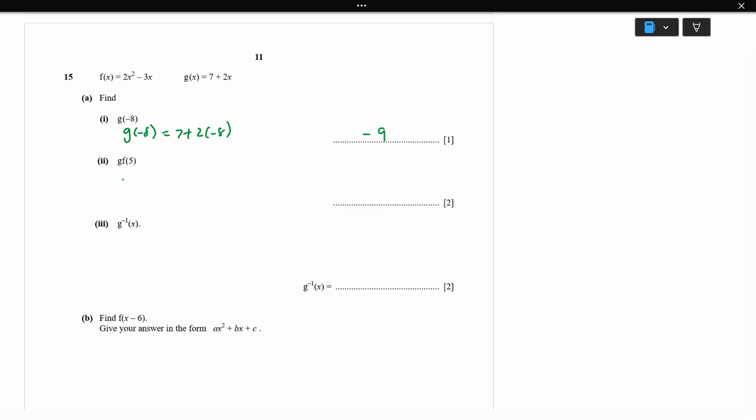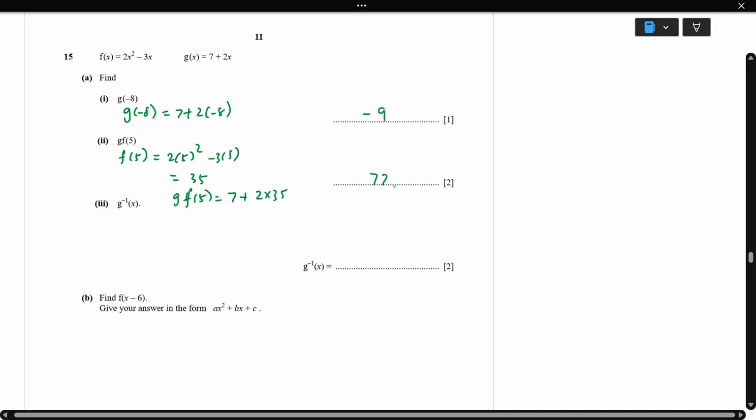Next, g of f of 5. First, I'll find f of 5. f of 5 is 2 into 5 squared minus 3 into 5, which is 35. Now this 35 I need to put in g. So g of f of 5 equals 7 plus 2 into 35, which is 77.